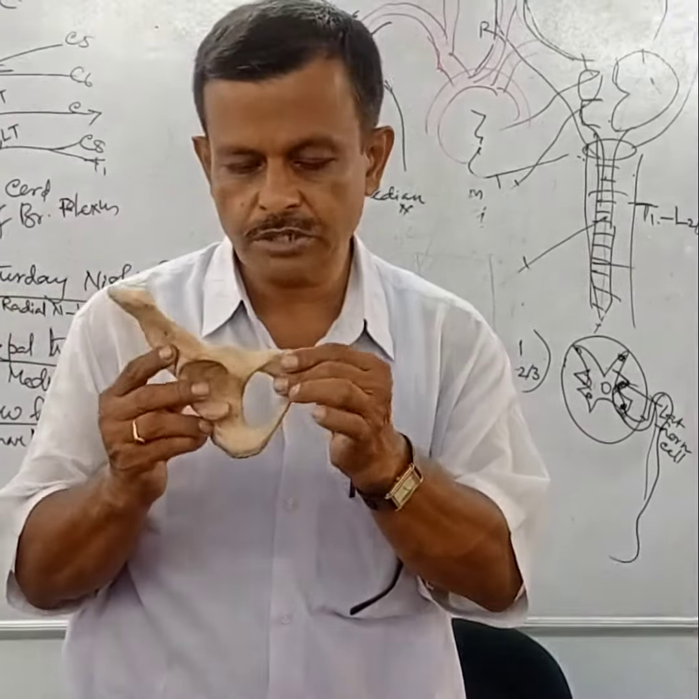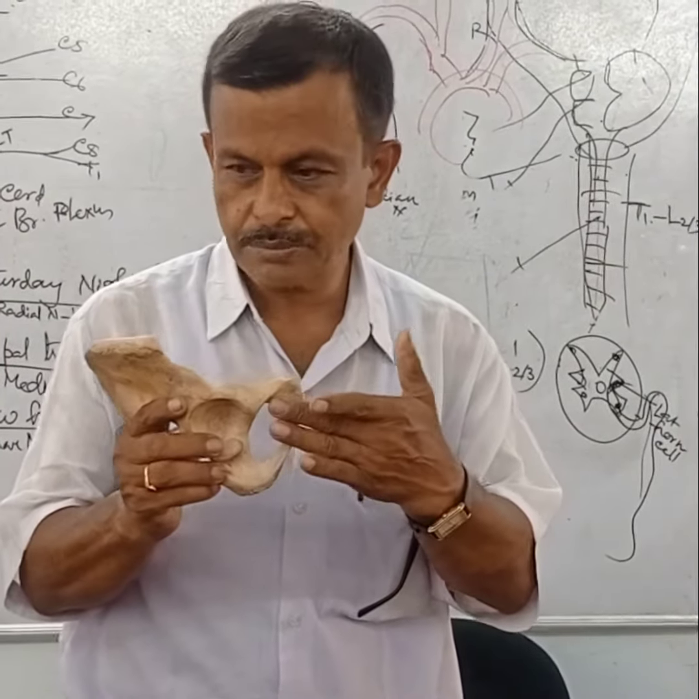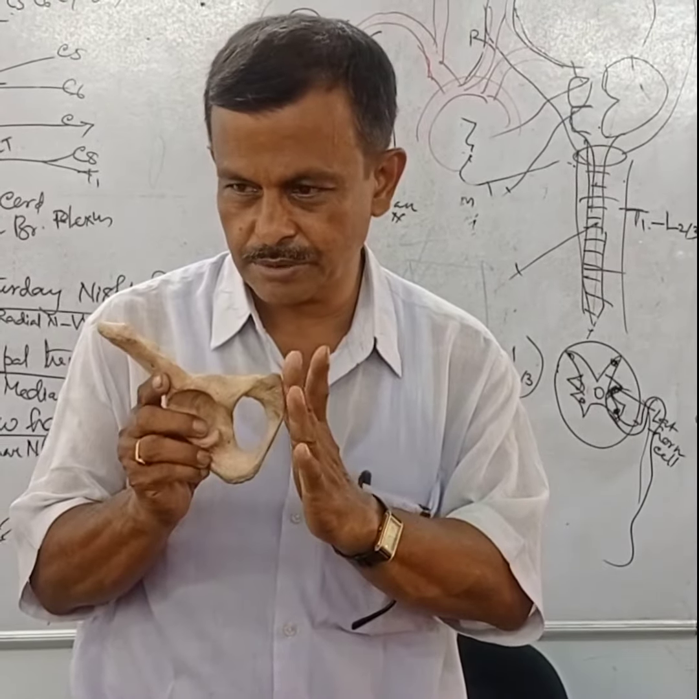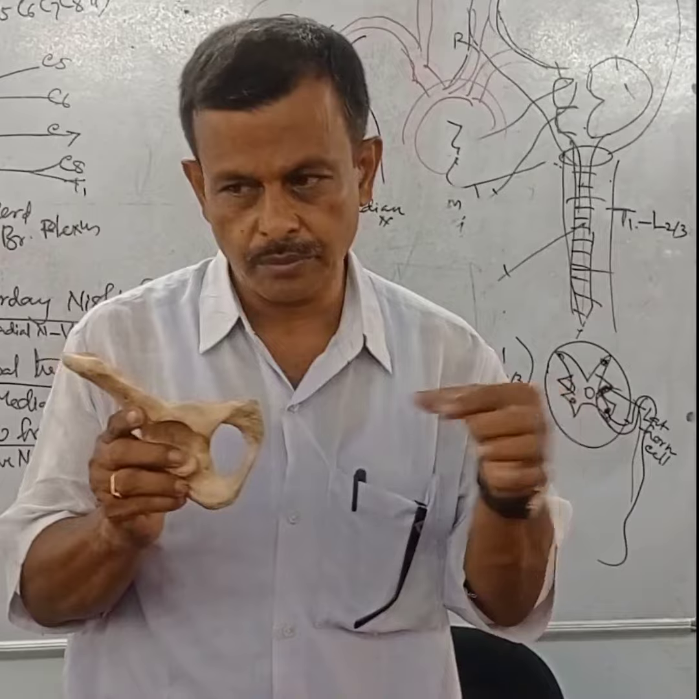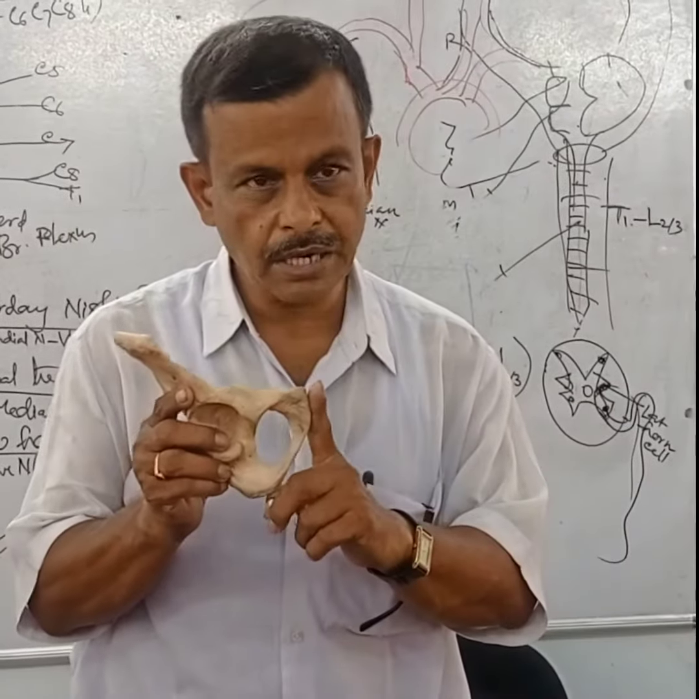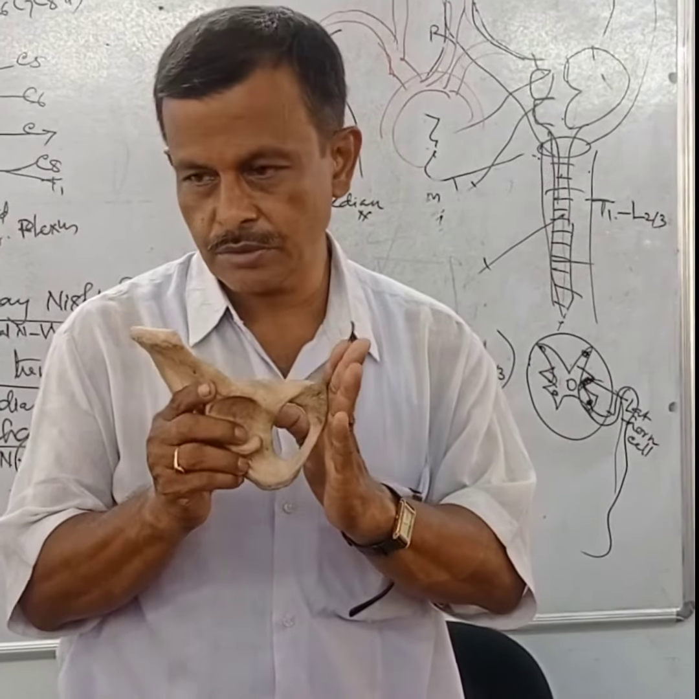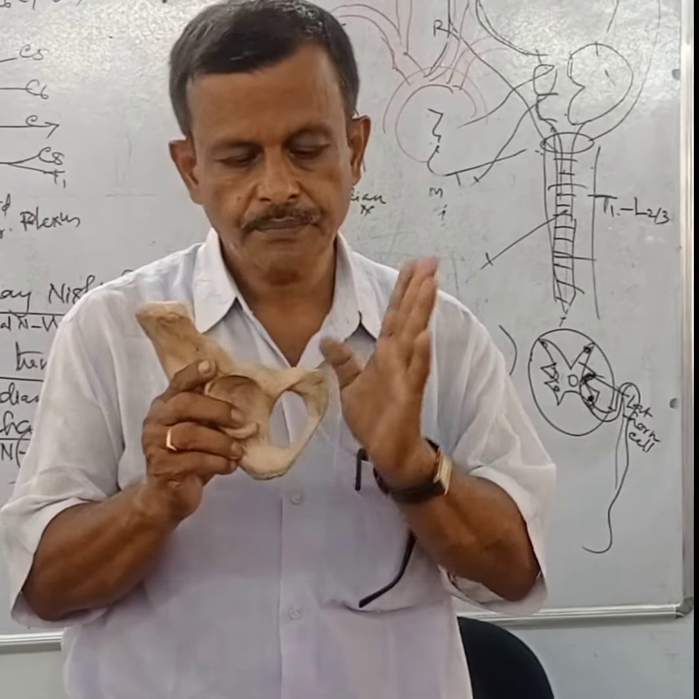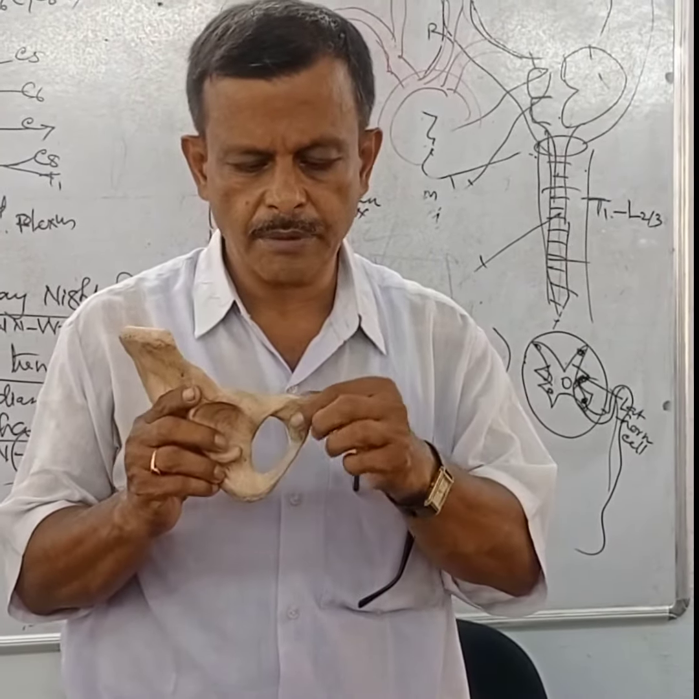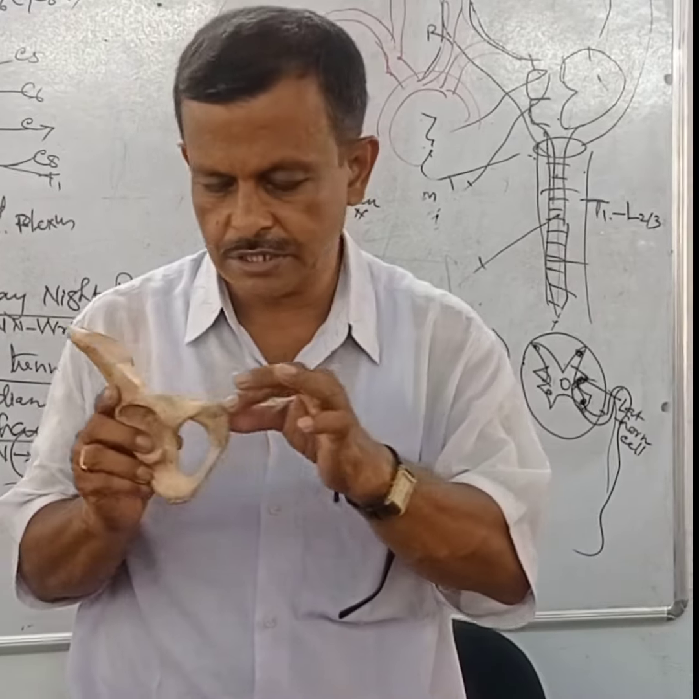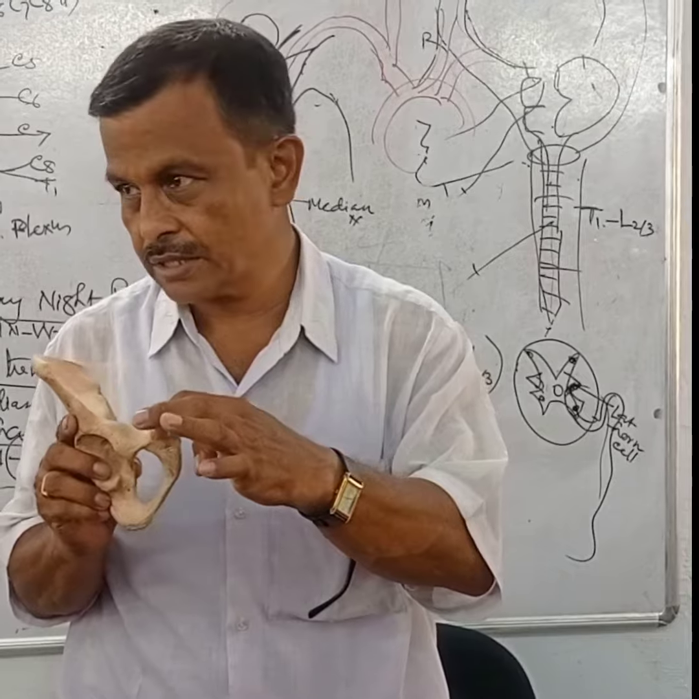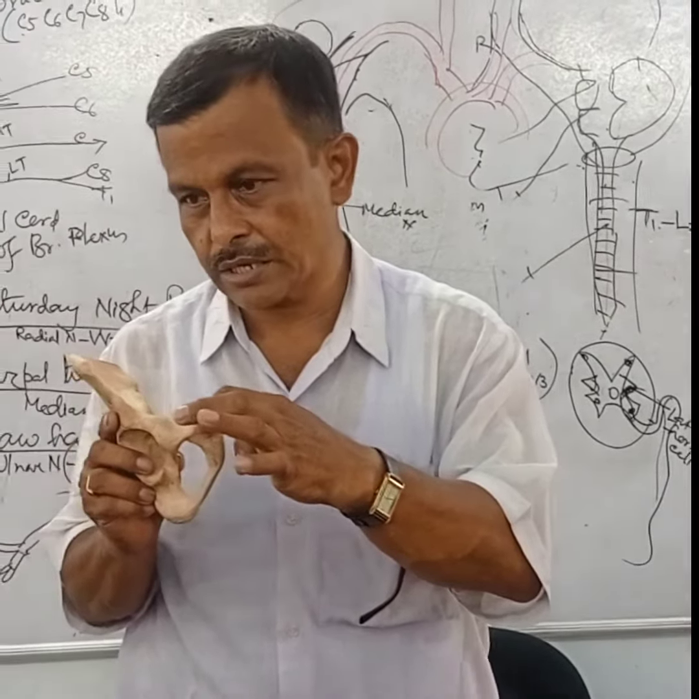Now, the body of the pubis is triangular in shape: anterior surface, posterior surface, and medial surface or symphyseal surface, which articulates with the fellow of the opposite side with the help of cartilage forming the symphysis pubis, which is a secondary cartilaginous joint. Okay? Now, this crest, the upper border of the body of the pubis, is known as the pubic crest, and the lateral end of the pubic crest is known as the pubic tubercle.